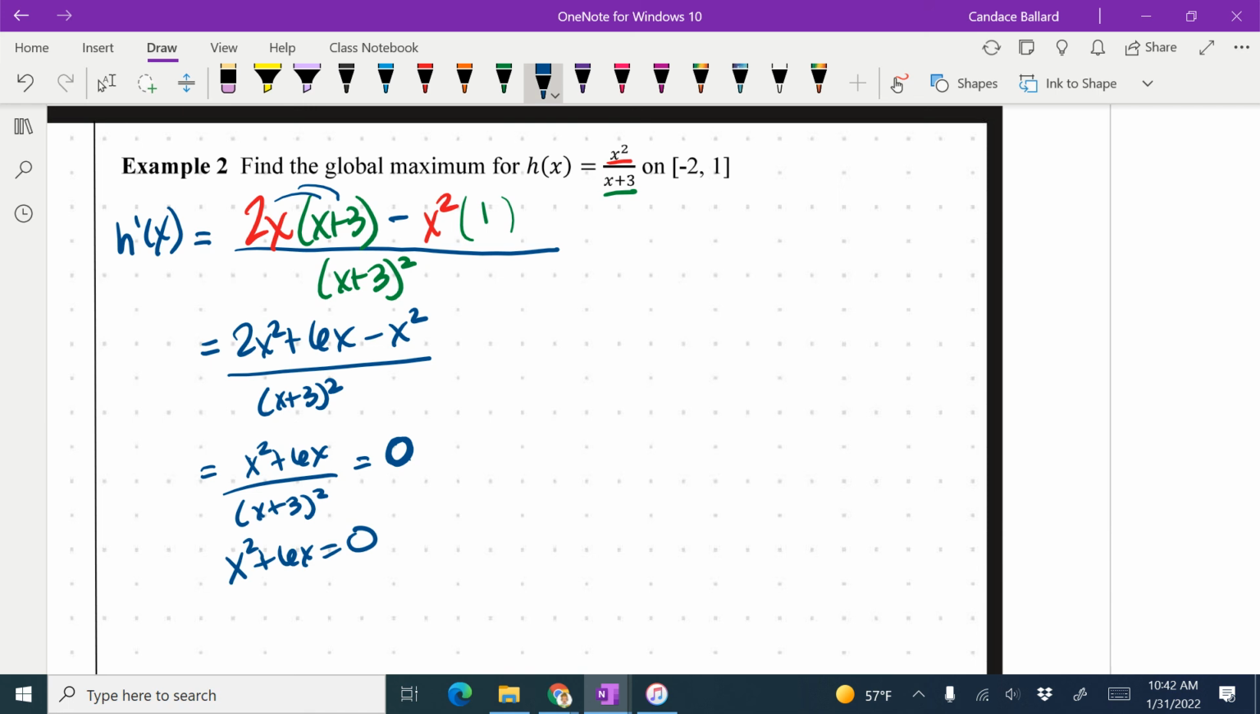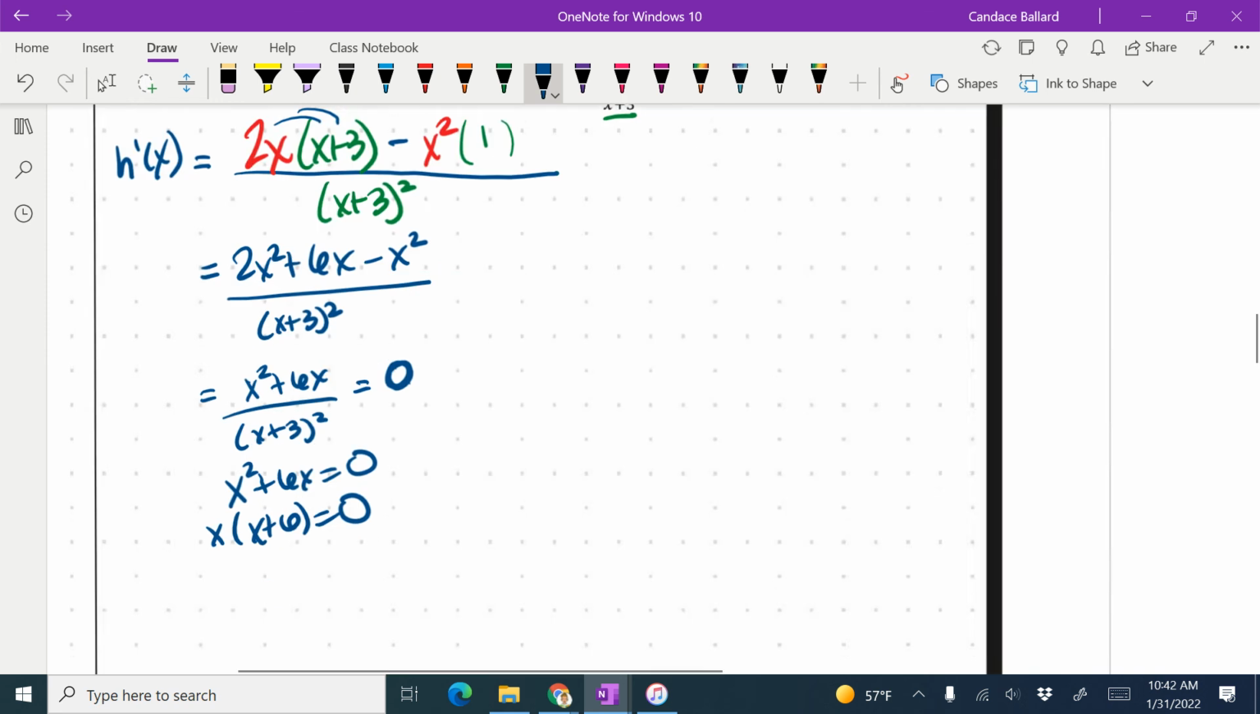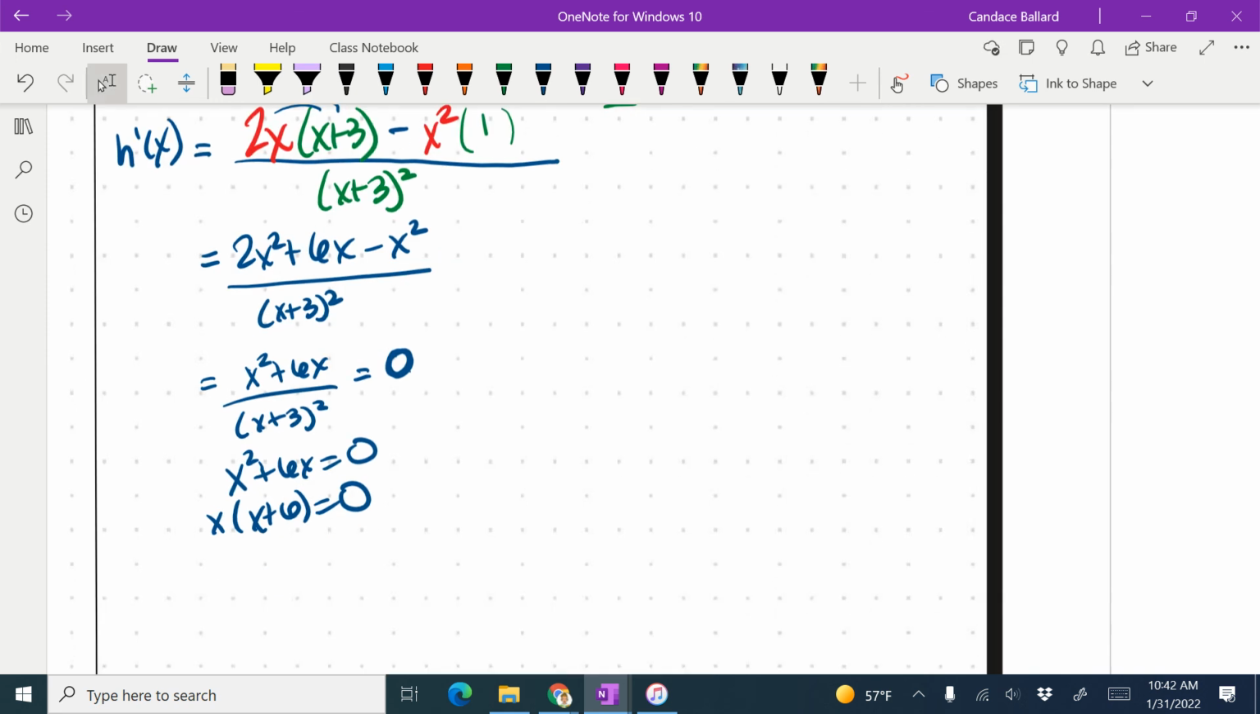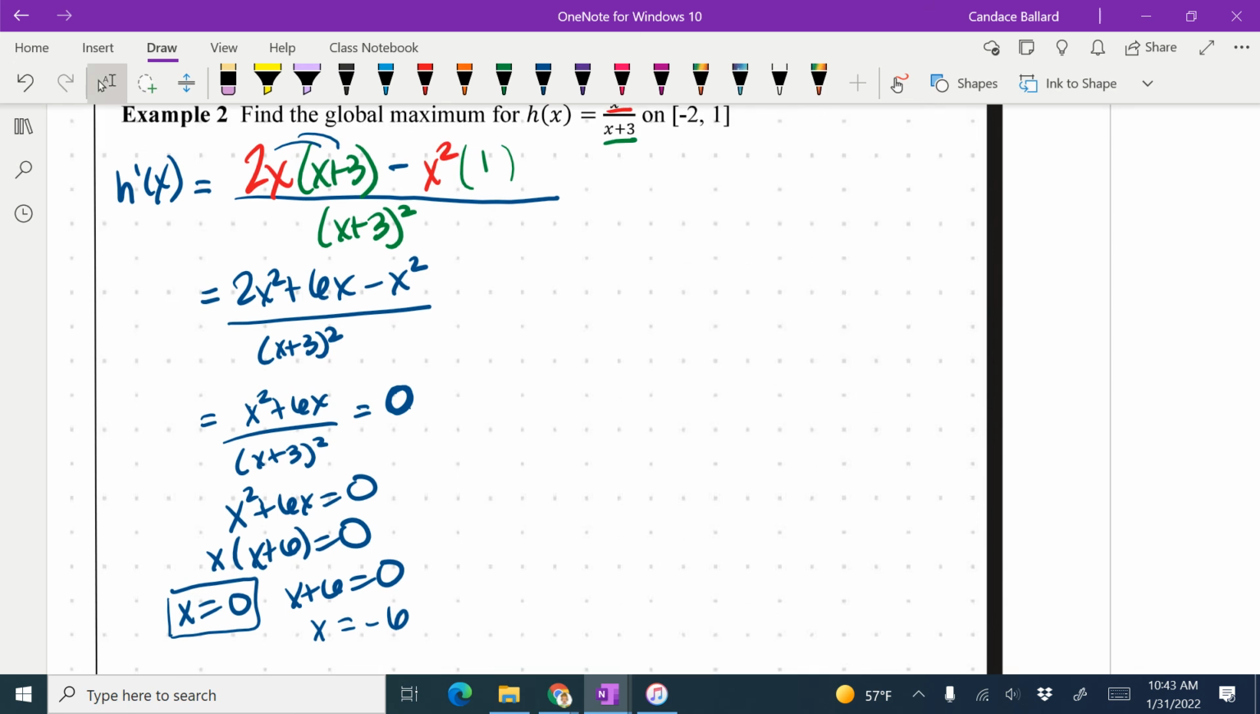All right, I'm going to go ahead and factor out greatest common factor of x. So I've got x plus 6 equals 0. What do I need to do now? Yep, we got to do zero product property. So x equals 0 and x plus 6 equals 0. So we know one of our candidates is 0. X equals negative 6 is another one.